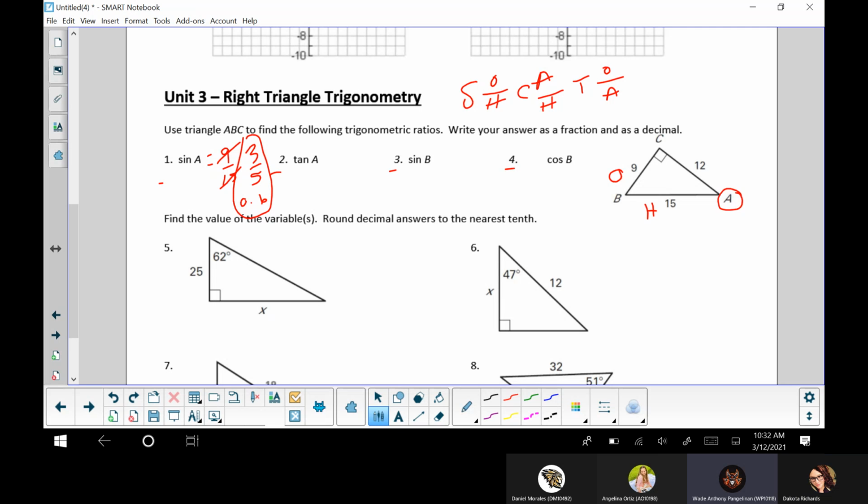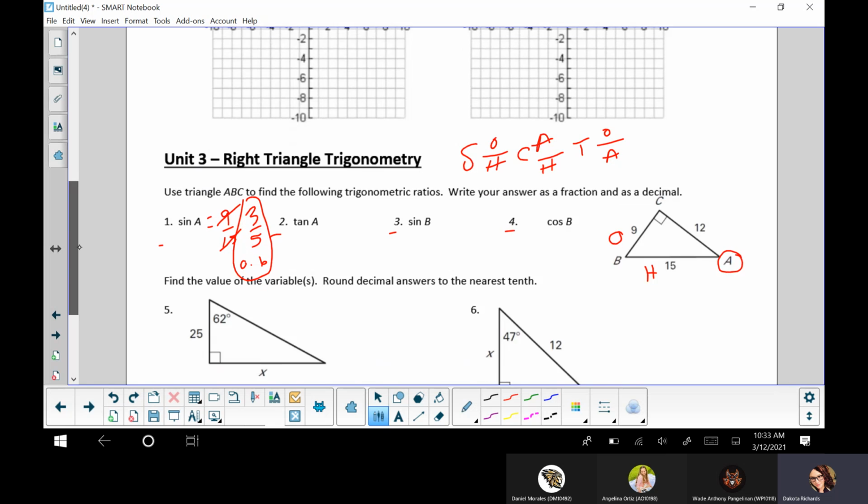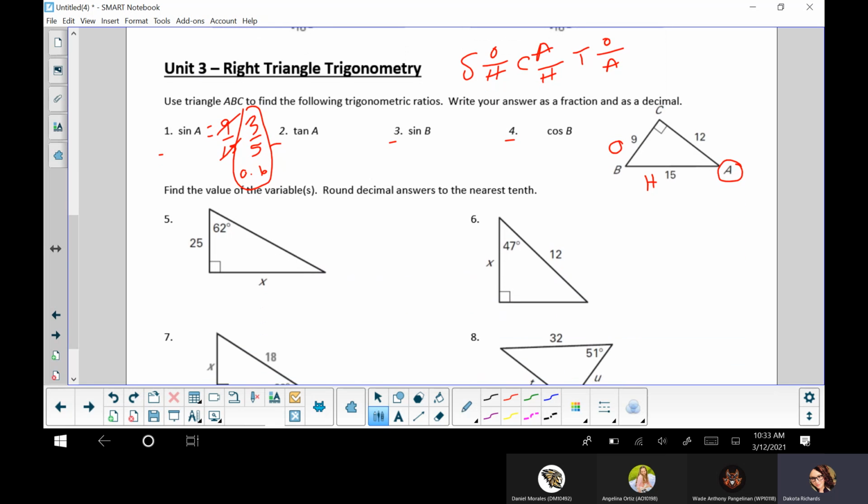Can you do number 5? Sure. Number 5 says find the value of the variables, round decimal answers to the nearest tenth. So this is where you have to use that trig ratio, and this is where you have to use the calculator. Keep in mind to round to the nearest tenth. So use the angle it gives you, 62 degrees. Now, in reference to that angle, if that is your reference angle, what side is side X?